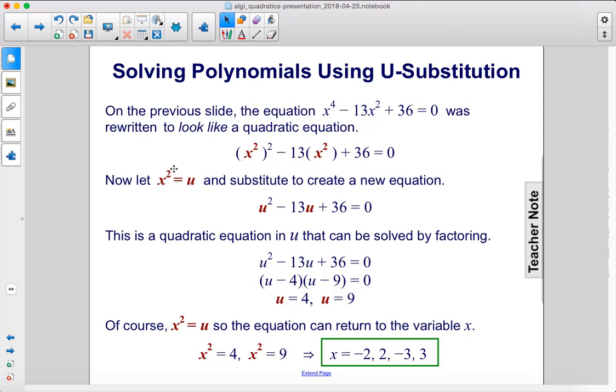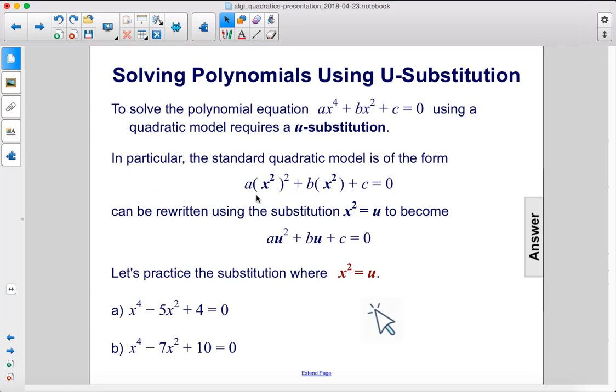Now let x squared equal u and substitute to create a new equation. u squared minus 13u plus 36 equals 0. This is a quadratic equation in u that can be solved by factoring. We can factor and say u equals 4 and u equals 9. Of course, x squared equals u, so the equation can return to the variable x. x squared equals 4 or x squared equals 9. Therefore, x can be positive or negative 2 and positive or negative 3.